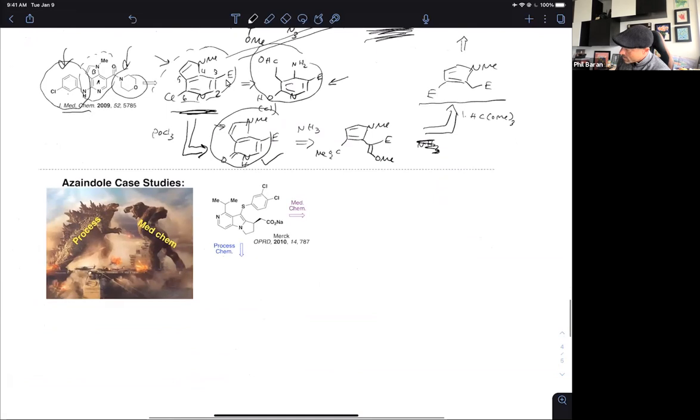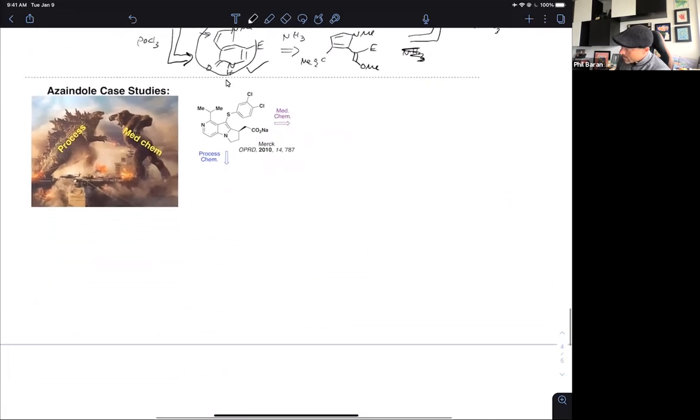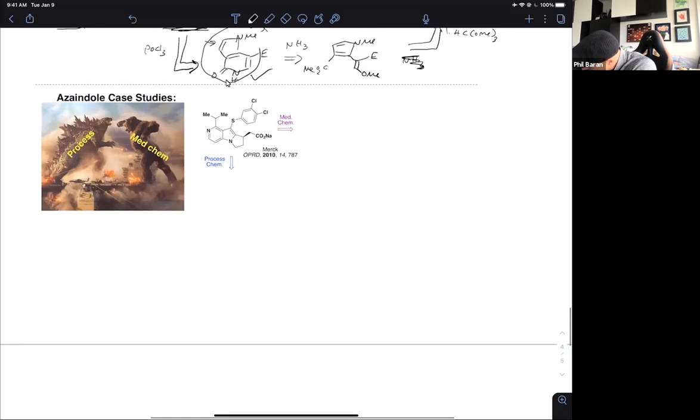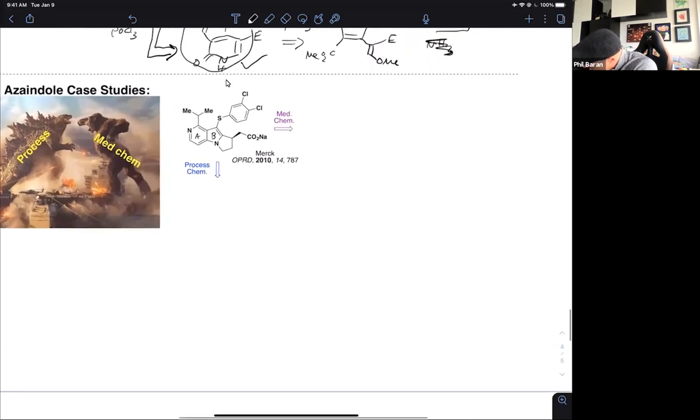Other questions? Well, we have a robust 20 minutes to go through two of my very favorite case studies in the history of azaindoles. We'll start off with a cage match between Process and MedChem on this compound that was reported by Merck, where we're going to talk about the logical ways of looking at this from the standpoint of a med chemist versus from the standpoint of a process chemist. So this is very exciting, even more exciting than that movie.